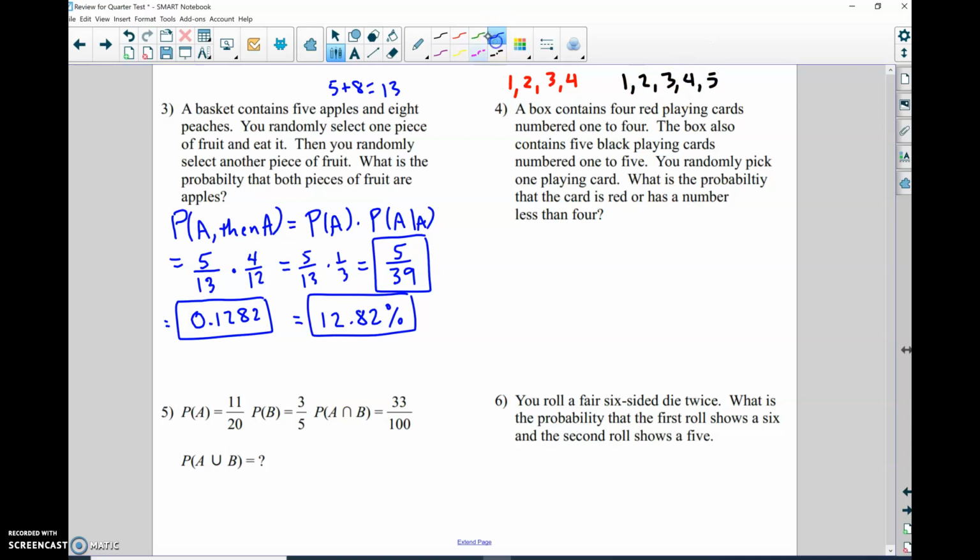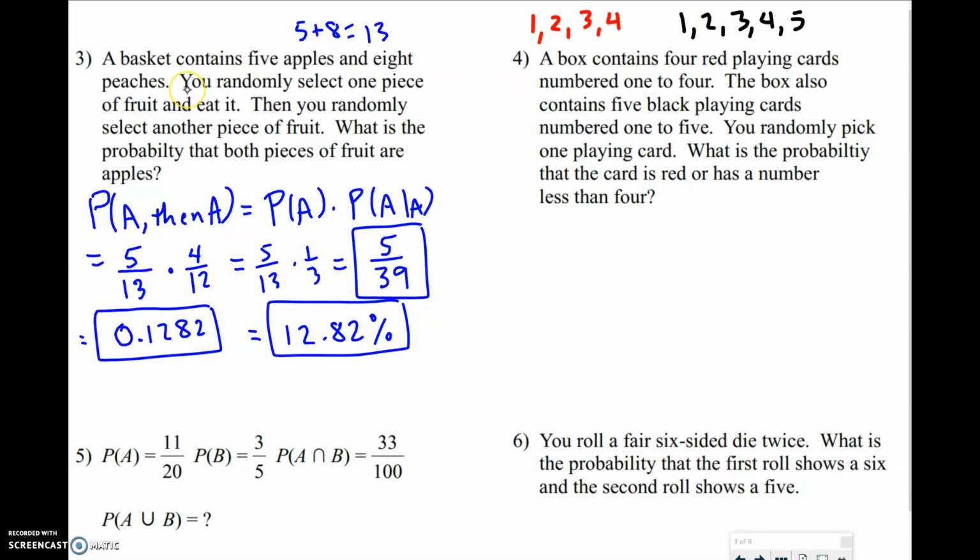So I'm going to randomly pick a card, and I want to know what the probability is that the number is less than a 4. Probability that the number on the card is less than 4. Oh, whoops. Red or has a number less than 4. So the probability of red or less than 4.